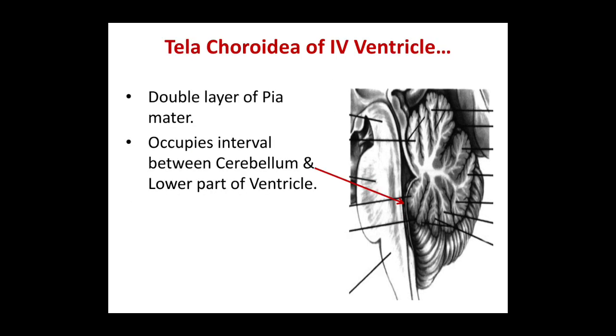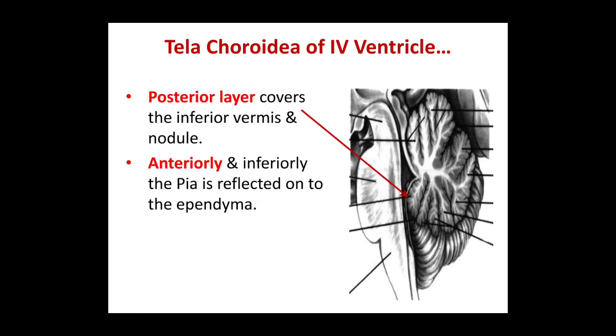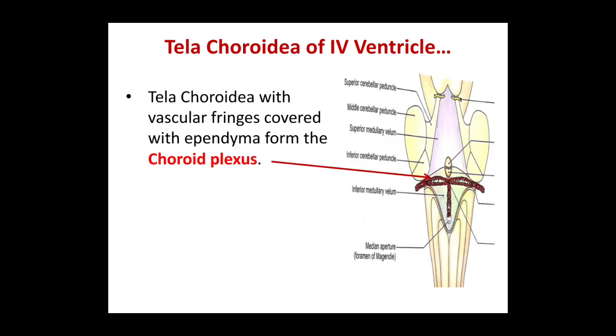The tela choroidea of the fourth ventricle is a double-layered fold of pia mater that occupies the interval between the cerebellum and the lower part of the ventricle. The posterior layer covers the inferior vermis and nodule, while anteriorly and inferiorly the pia is reflected onto the ependyma. The tela choroidea with the vascular fringes covered with ependyma forms the choroid plexus.